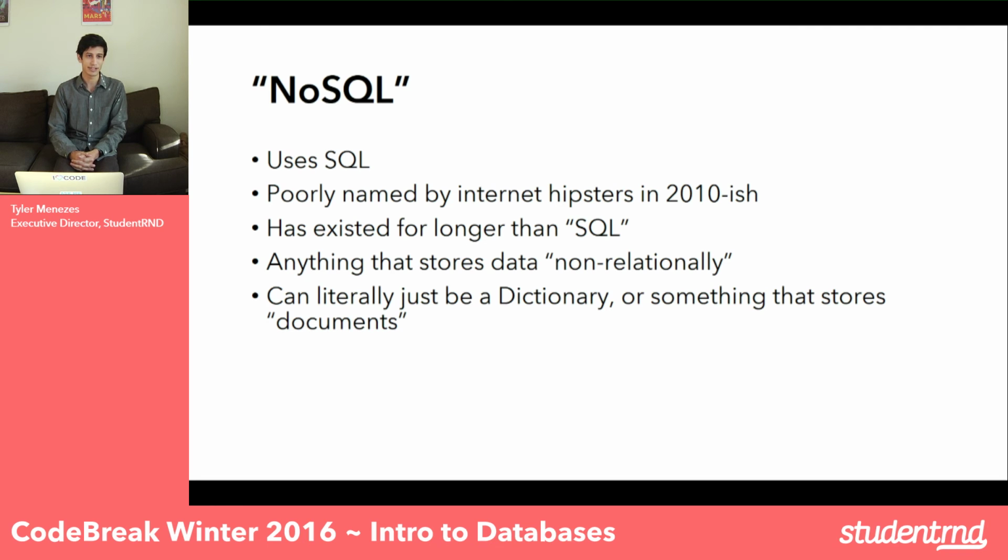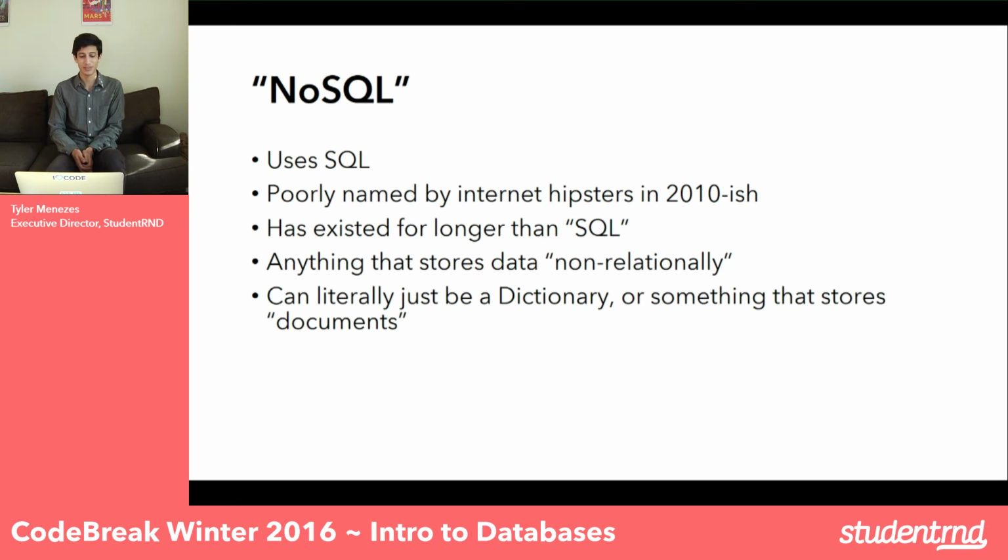NoSQL could literally be a dictionary or a hash map. Could literally be an array list. There are some programs like Memcached, for example, which is basically just a hash map that's shared between programs. Memcached is a server, and if it shuts down, it loses all of the data that's stored in it. It's meant as a caching server. Redis is another one that's kind of similar. Those are literally just storing things in memory. They're kind of like a hash map, but they're called NoSQL because hipsters.